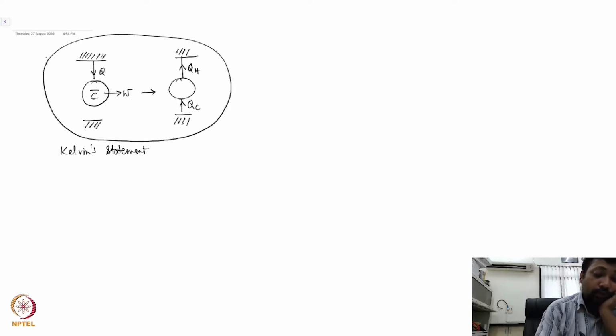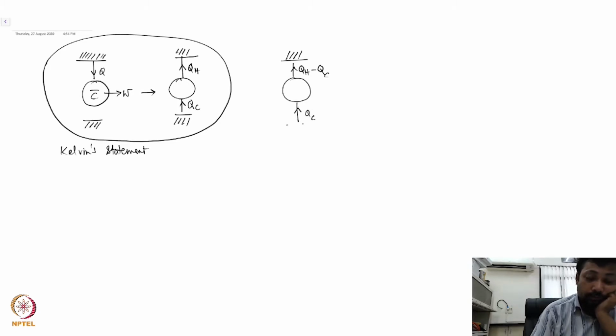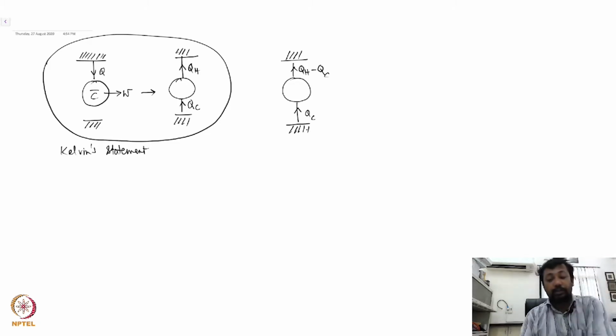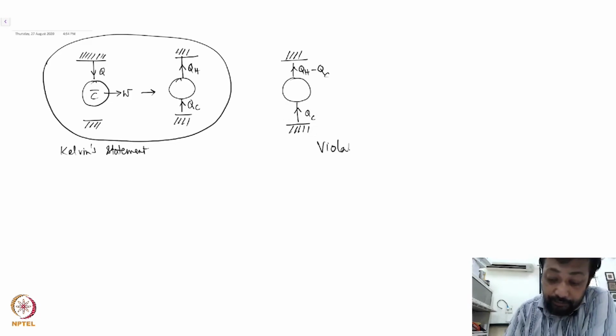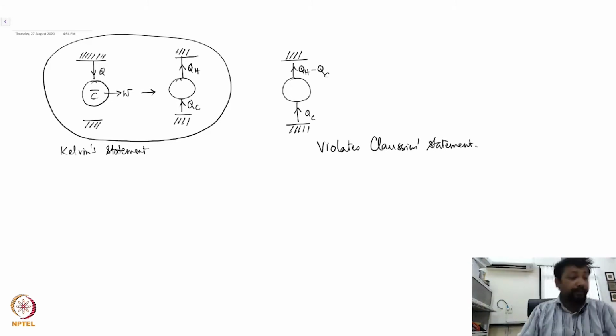Now let's look at this whole thing together. If I look at this whole thing together, then you realize that I have QH minus Q. So I have a machine in which there's a flow of heat from the cold reservoir to the hot reservoir without any external work that has been done. So this now violates Clausius' statement, right?